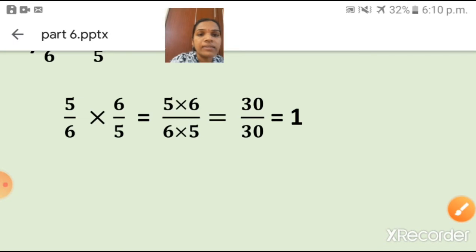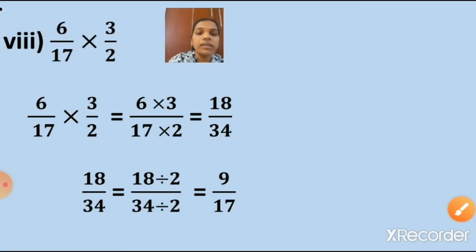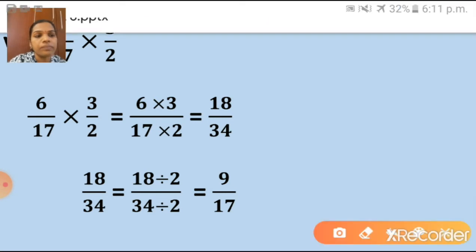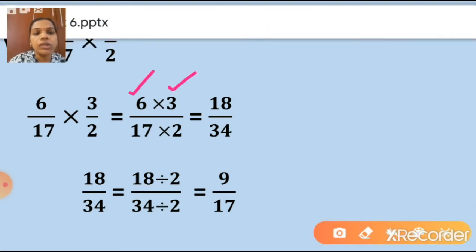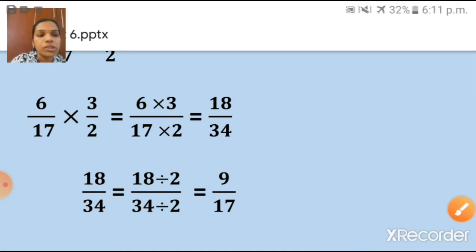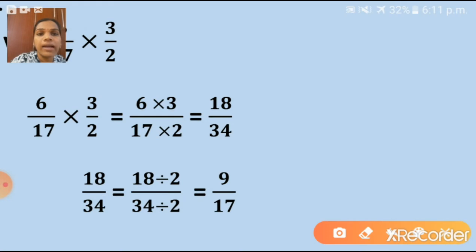Next one is 8th sum. See here, 6 upon 17 into 3 upon 2. Yes, here what you have to, first step what is there? Yes, we have to write the numerator. Yes, 6 into 3 upon 17 into 2. Next step is what? Yes, you have to multiply and write.